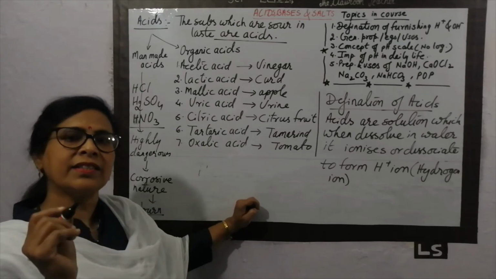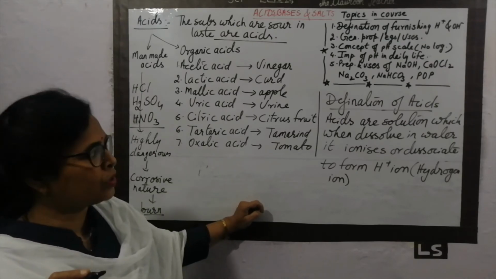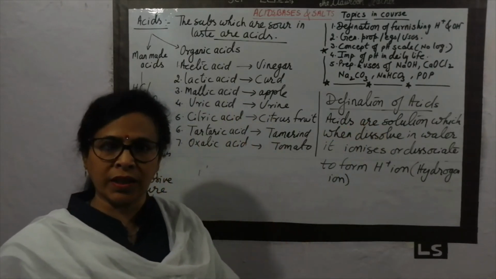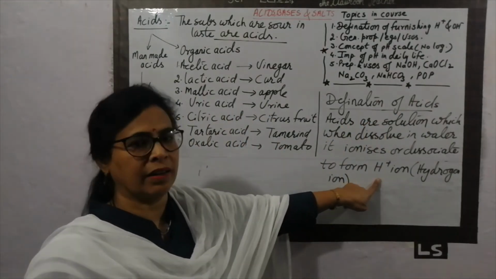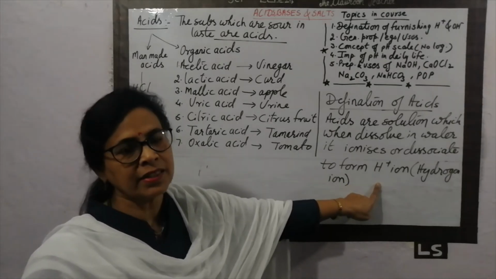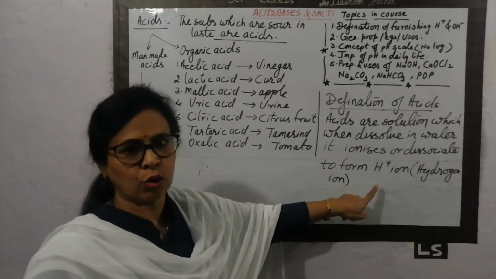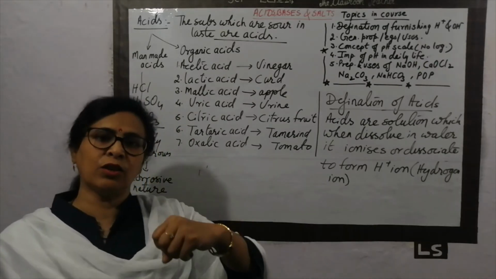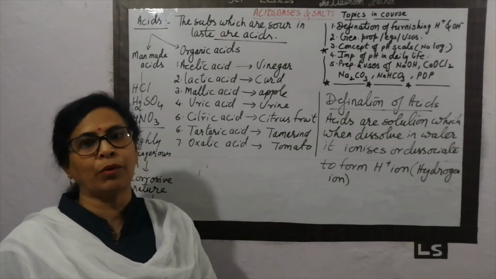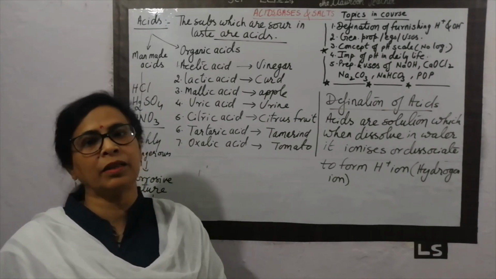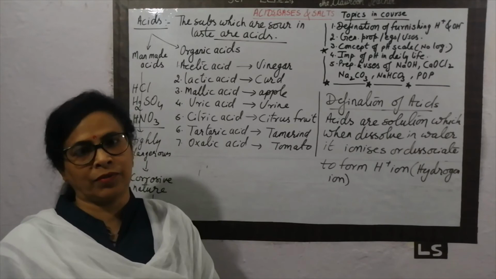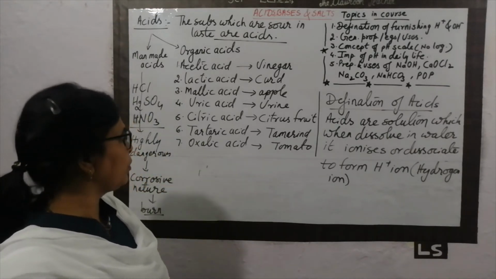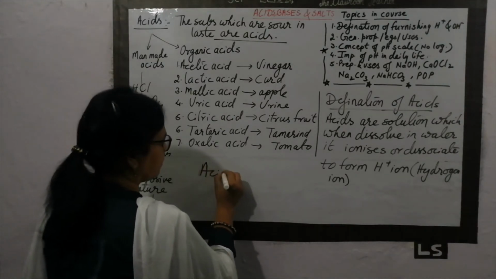So what is an acid? Acids are the substances or solutions which, when dissolved in water, ionize or dissociate. They release H plus ion. If H plus ion is released, then it is called an acid. If it is not released, then it is not called an acid. On the basis of the rate of releasing of H plus ion, how much H plus ion is dissociated by an acid, there are two types of acid.